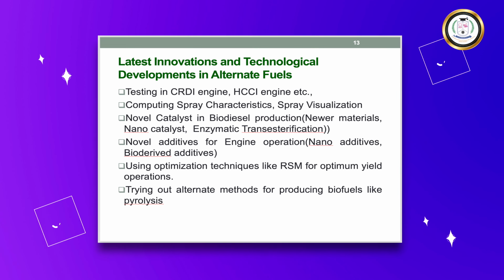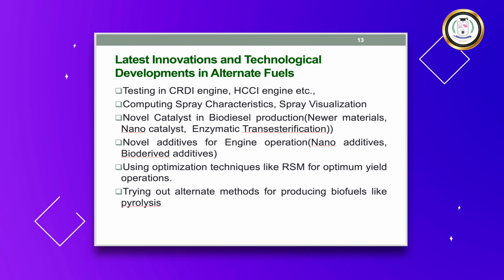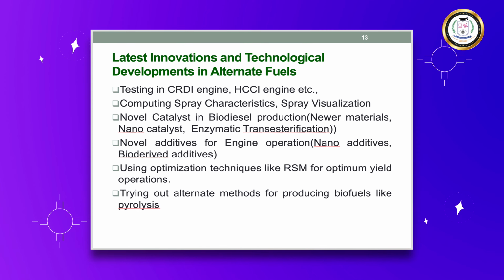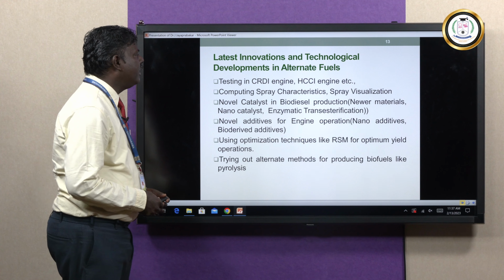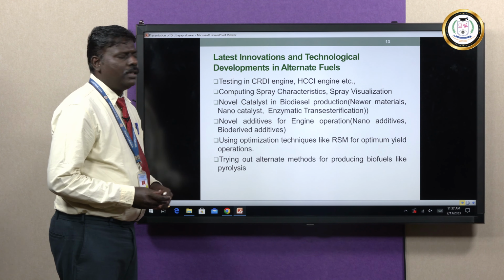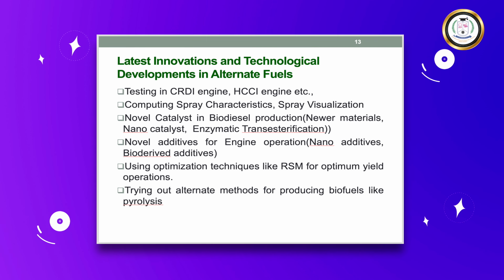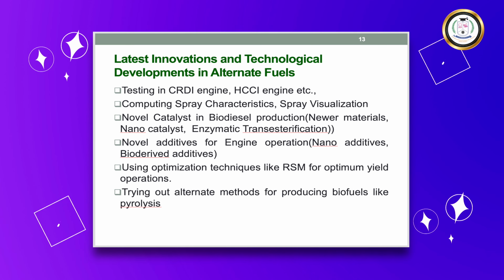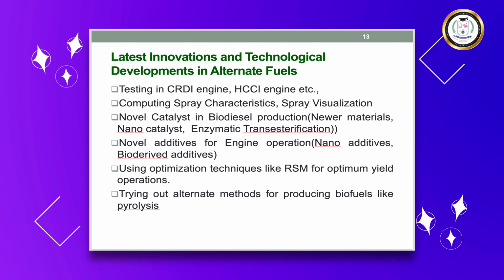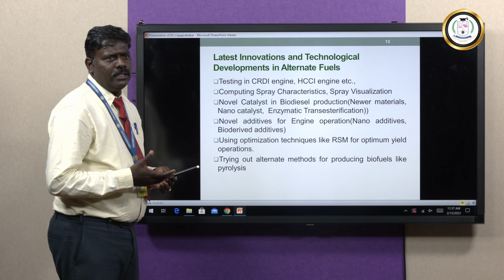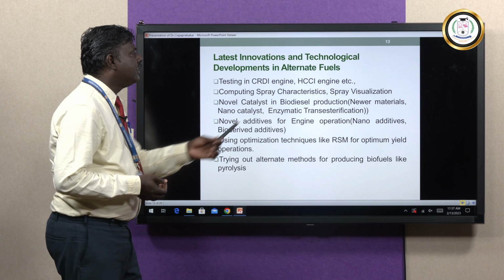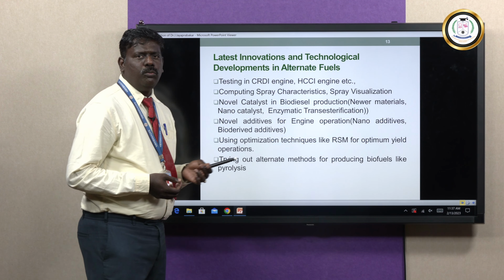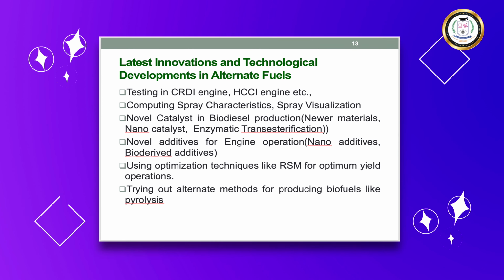Now we shall see some of the latest innovations and technological developments in alternate fuels. We can go for testing our prepared biodiesel samples in the CRDI engines, the common rail direct injection engines, where we have a header to supply fuel at a greater pressure, which is needed for high viscous biodiesel fuels, and for HCCI operation, the homogeneous charge compression ignition.